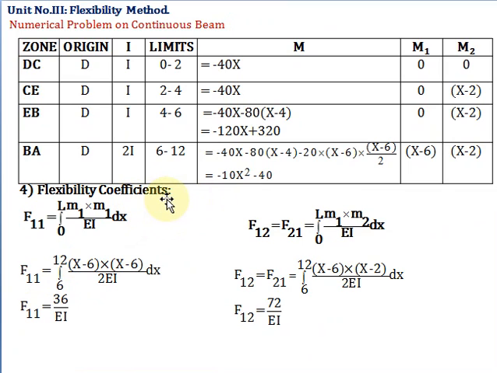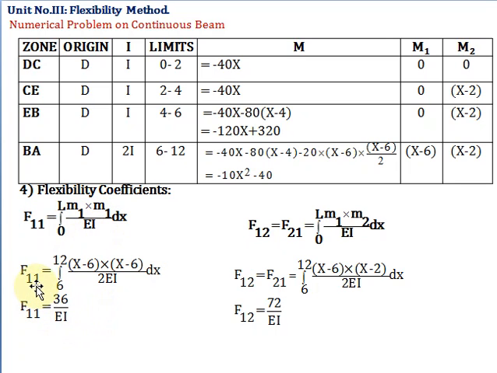After this, we have to find out the flexibility coefficient. Okay. Now here, flexibility coefficients are nothing but you have to find out the flexibility matrix. So F matrix, here we can say Fij, is equal to integration 0 to L Mi into Mj upon EI into dx. Now here we are considering i as 1, j as 1. So this matrix will become F11. Okay, that means here you have to multiply small m1 into small m1.